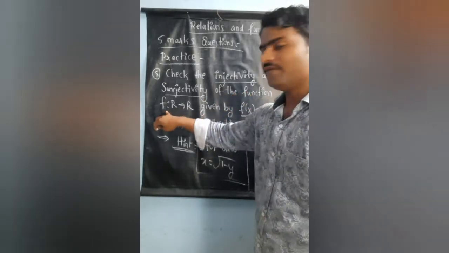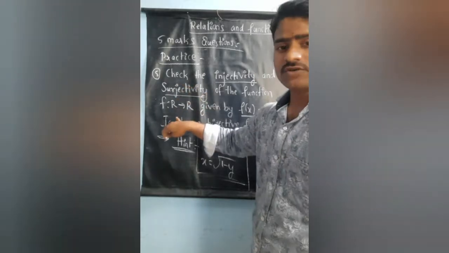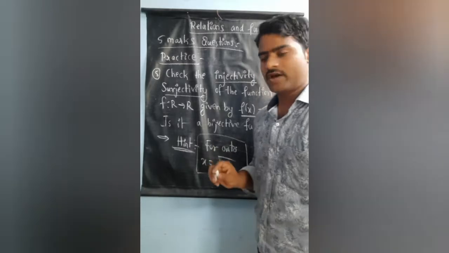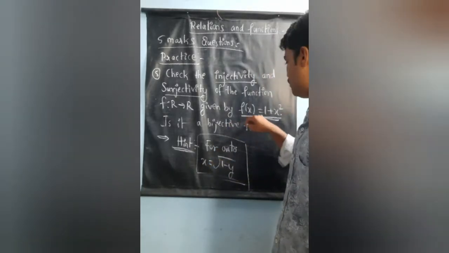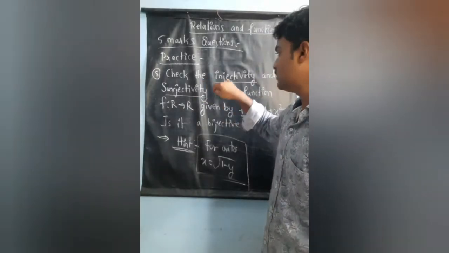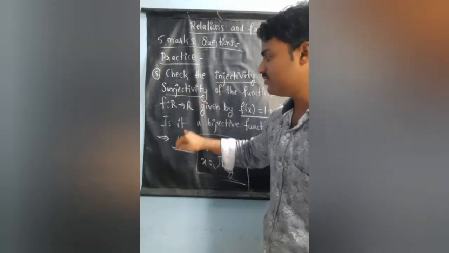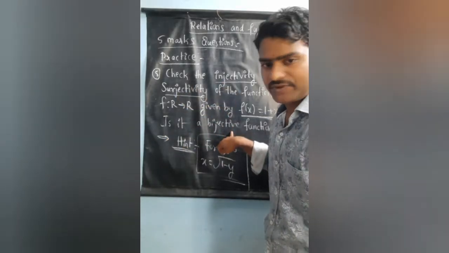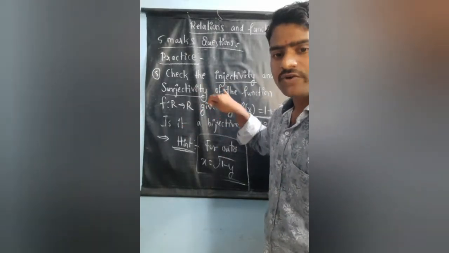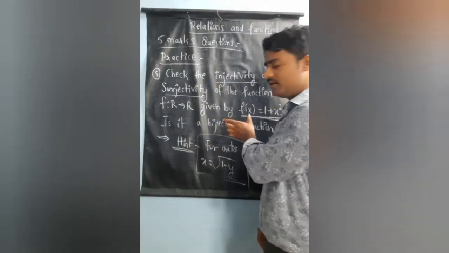Of the function f from R to R, another very important question, okay. f from R to R given by f of x equal to 1 plus x square. So if it is one-one and onto, then we can say it is a bijective function. Just check that this function is injective and surjective.